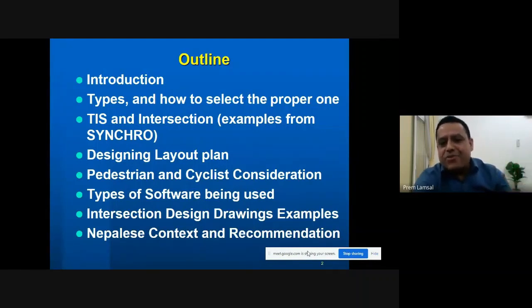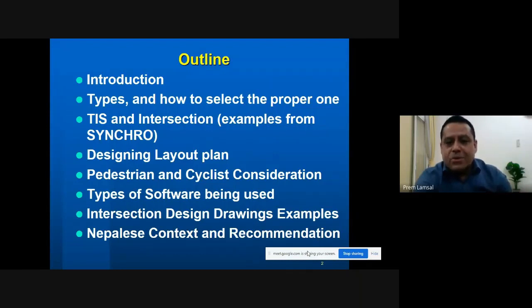After that, I will share my experience of how we normally conduct the traffic impact study and how we decide the capacity of an intersection based on the recommendations of the traffic impact study. I will share some examples from Synchro. Next, I will talk about designing the layout plan. I'll not go into great detail, but I'll give some idea of how layout plans are normally designed.